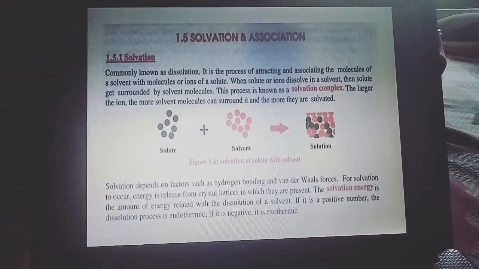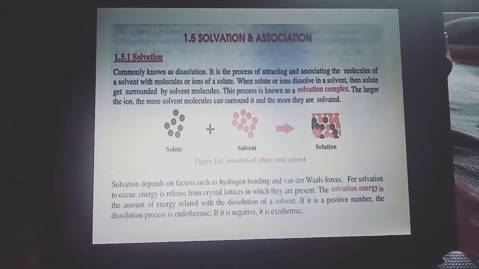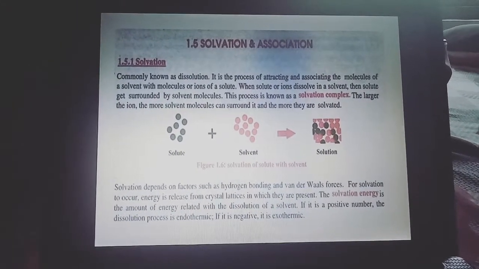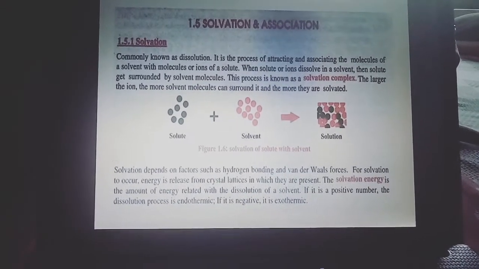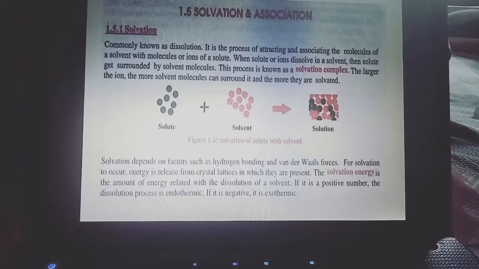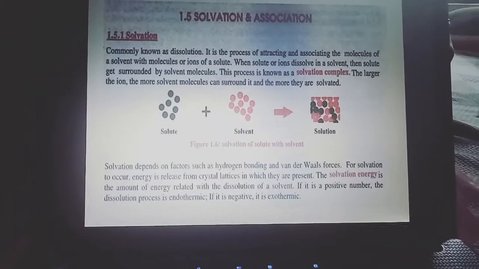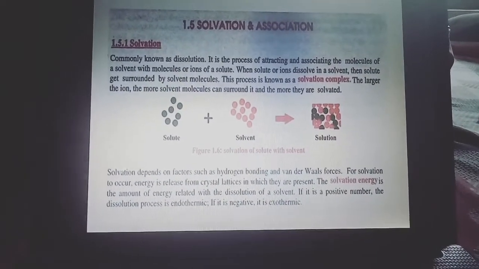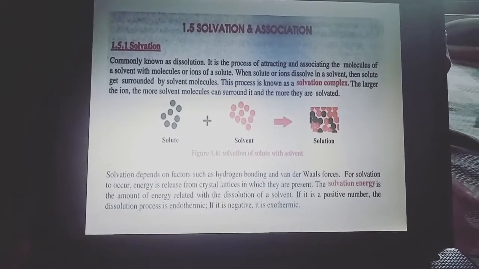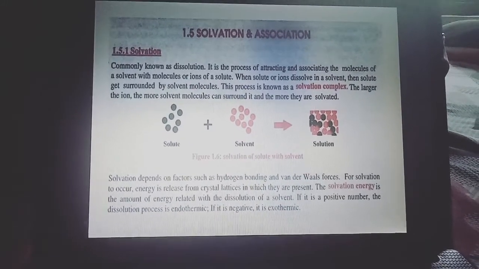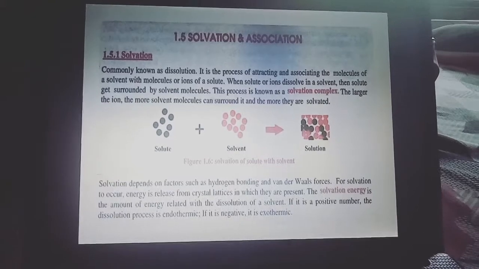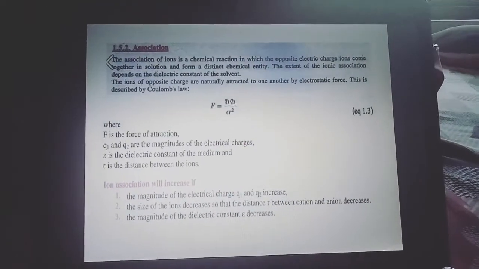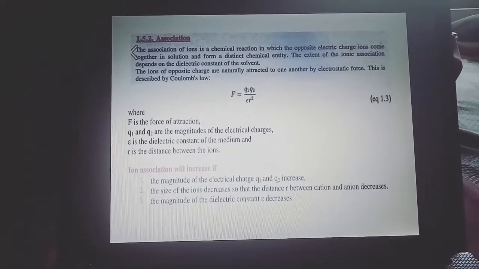Now for solvation to occur, the energy is released to form a crystal lattice, okay, in which they are present. The solvation energy is defined as the amount of energy related with dissolution of a solute. If it is a positive number, the dissolution process is endothermic, and if it is negative, then the dissolution process is exothermic. Okay, next topic is association.